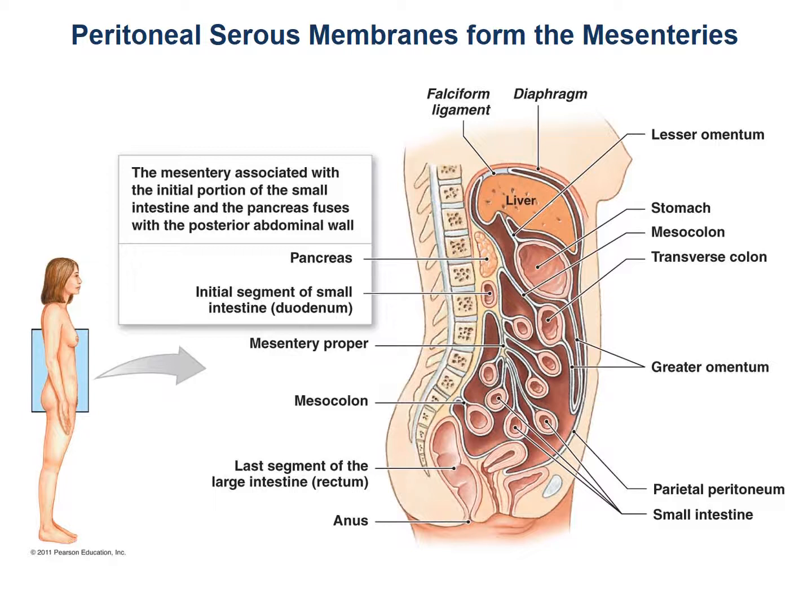I'll remind you one more time. Pericardial is going to be heart, pleural is lungs, peritoneum is digestive tract and reproductive organs. These are the three serous membranes inside the body cavities.